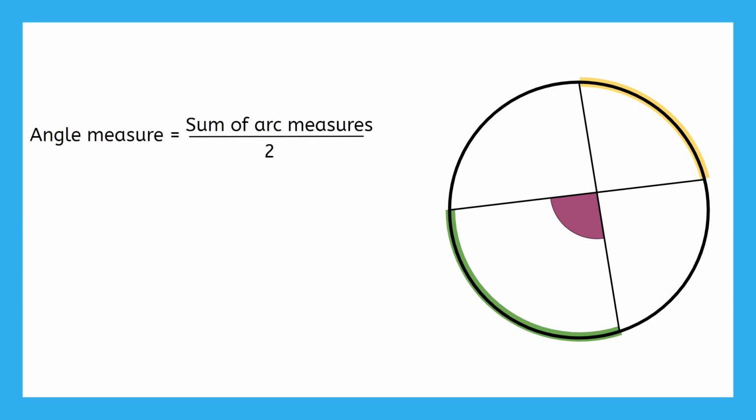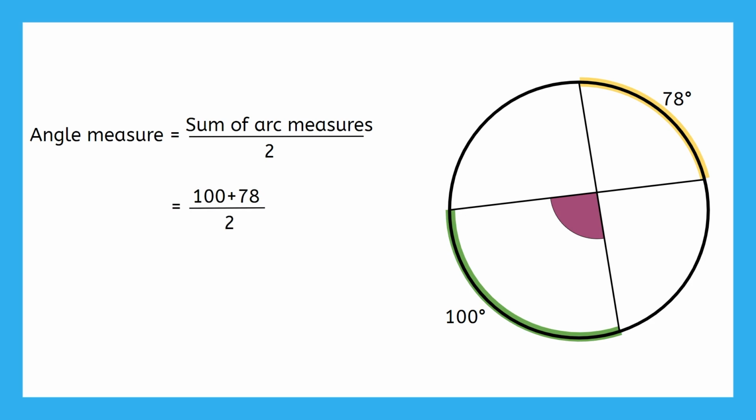The goal of the discovery activity was to figure out a relationship between the measure of an angle inside the circle and the two intercepted arcs that fall in between the same two chords that the angle does. Were you able to figure out a relationship between these three measures? Hopefully, you figured out that you can add the intercepted arc measures together and divide by 2 to get the measure of the angle. For example, if these are the intercepted arc measures that relate to our angle, we can add them together and divide by 2.